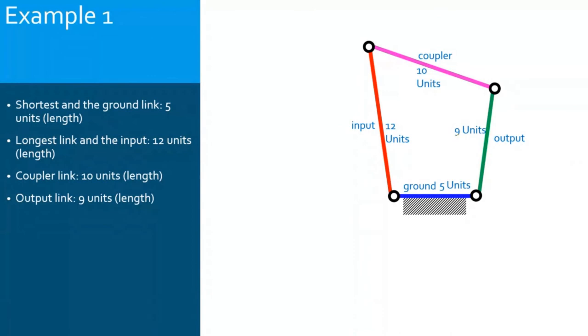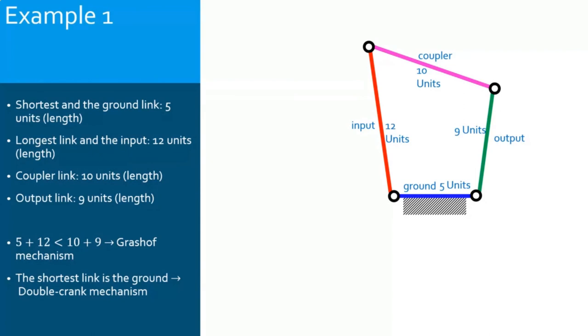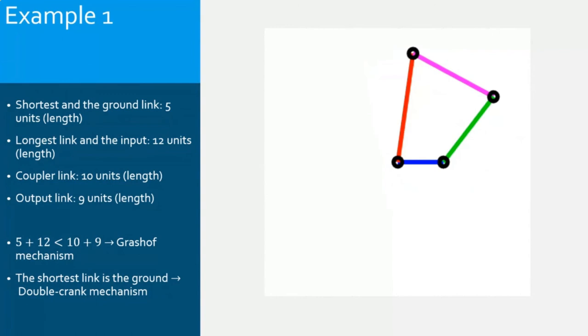So, I will ask you to think a little bit to say if it is Grashof or not, and what type of motion, if it is double rocker, double crank, or crank rocker. The shortest link is 5. The longest is 12. So if we add them together, we get 17. And if I add the two others, it makes 19. Comparing 17 and 19, S plus L is lower than the two others together. Okay, so it is Grashof, as the shortest link is the ground. We have a double crank mechanism.